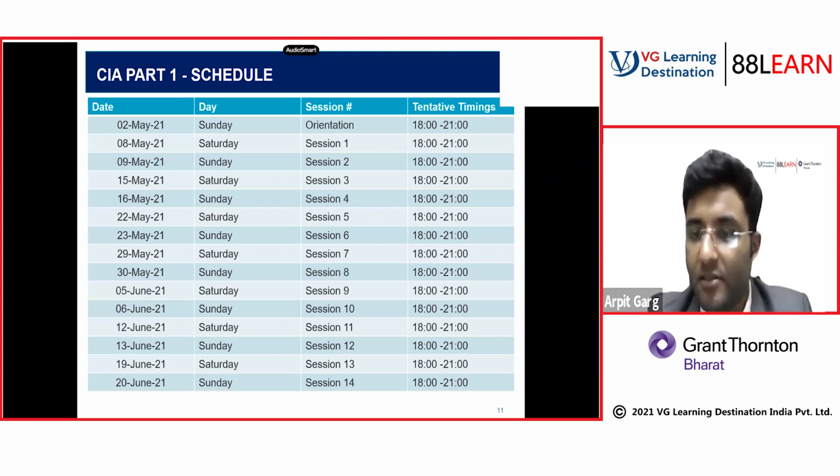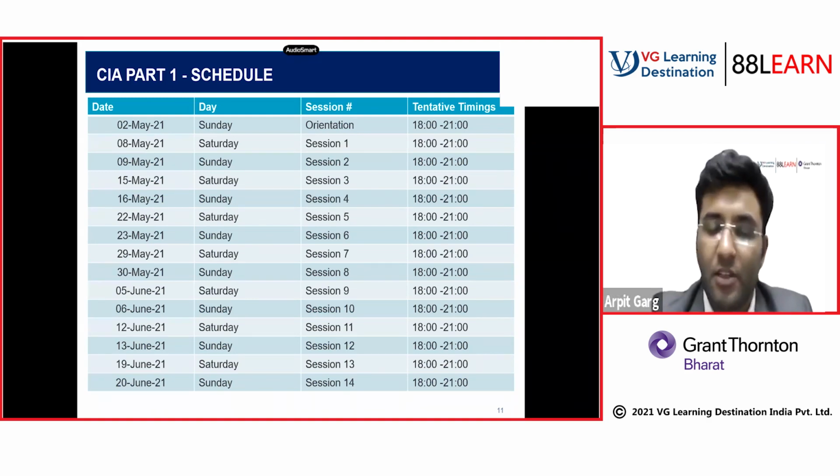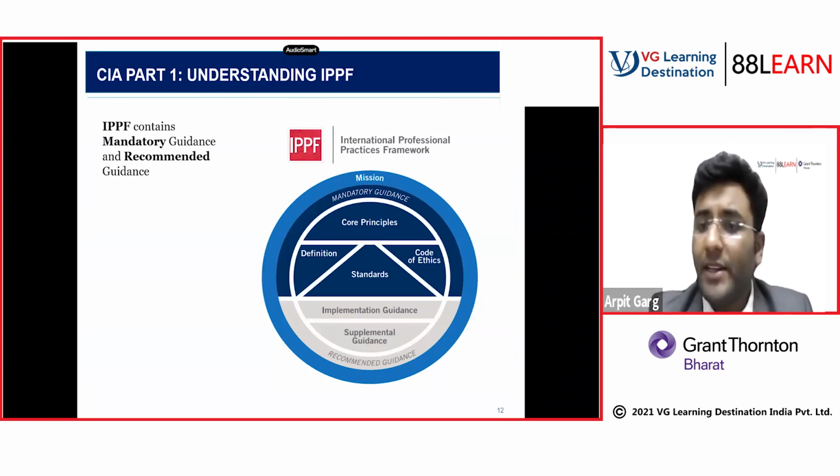Sometimes it may take a little extra, sometimes it may take a little early also, depending on the unit that we are covering. So we'll have it on the weekends. It is roughly 14 sessions that we will be doing to complete the entire CIA Part 1 program. I hope we are clear with the schedule. Now I'll take just one topic, folks, so that you understand how we are going to do the session series.